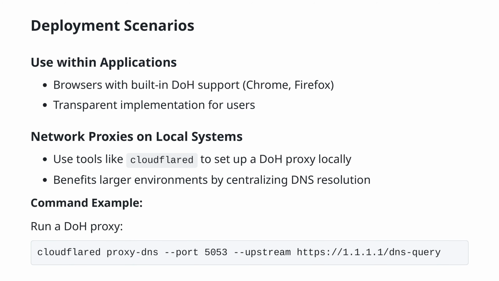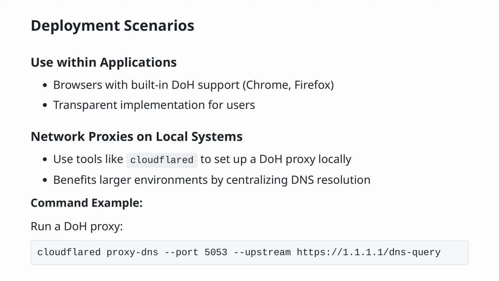This slide focuses on different deployment scenarios for DNS over HTTPS, DoH. We are looking at two primary contexts for using DoH: within applications and through network proxies on local systems. Firstly, consider using DoH within applications. Modern browsers like Chrome and Firefox come with built-in DoH support, allowing for seamless, transparent implementation for users. This means that without additional configuration, your browser can make secure DNS queries.